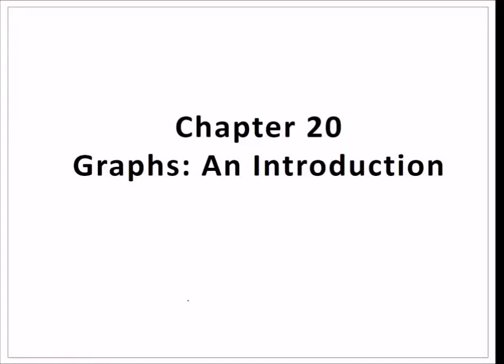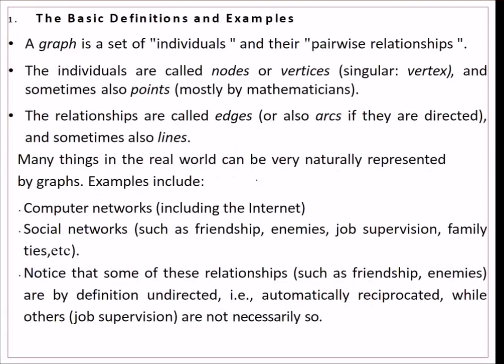Now let us talk about graphs, which are a very important topic as far as data structures are concerned. Let us introduce some definitions and examples. So what is a graph? This is a set of individuals and their pairwise relationships. Consider these to be individuals, and these two have some relationship in between. So this is a kind of graph.